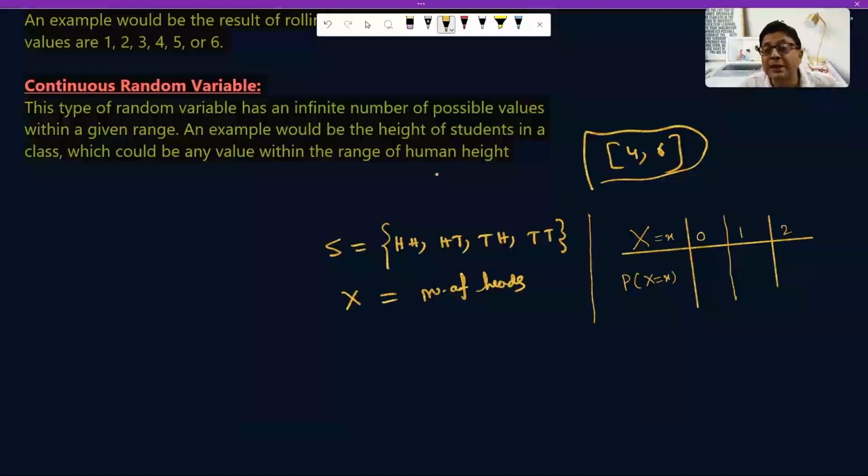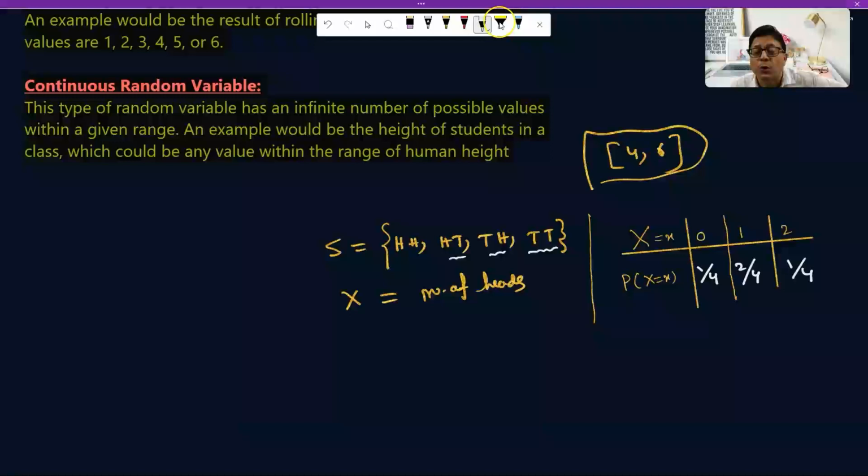So what is the probability of getting 0 heads? X equal to x I am writing means I am taking 0 heads over there. 0 heads occur in which case? 0 heads occur in this case. 2 tails are there. What is its probability? Out of 4 events, this is just 1. So its probability is 1 by 4. When you are writing 1 head, there are 2 cases. You all can see that probability is going to be 2 by 4. And here it is 1 by 4.